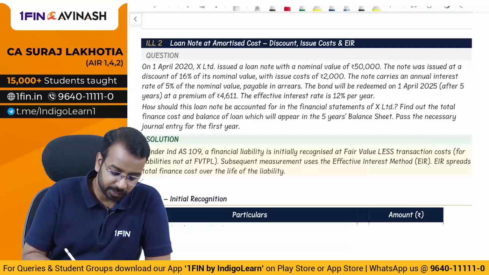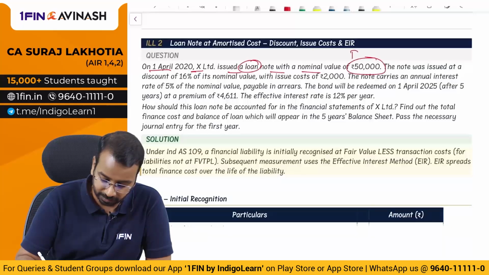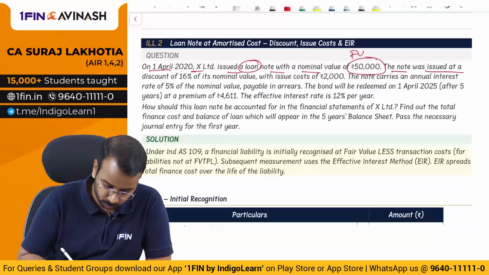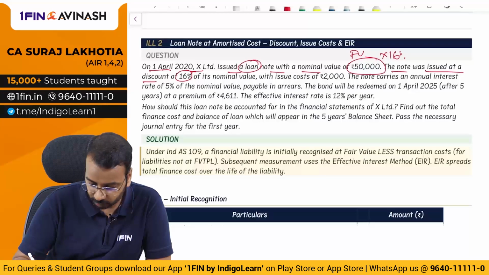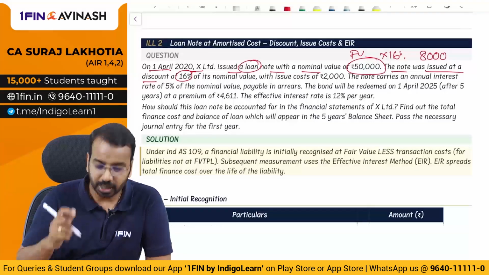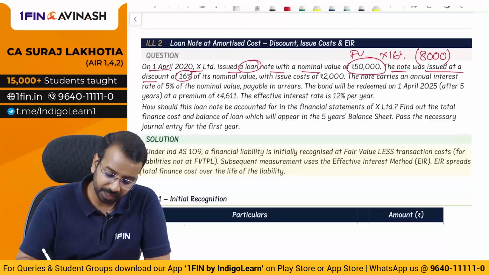Alright. On 1st April of year 20, X Limited issued a loan note with a nominal value of 50,000. Nominal value means face value. The note was issued at a discount of 16%. 50,000 into 16% is how much? 8,000. So face value is 50, we are anyways collecting 8,000 less. And the issue cost is 2,000.